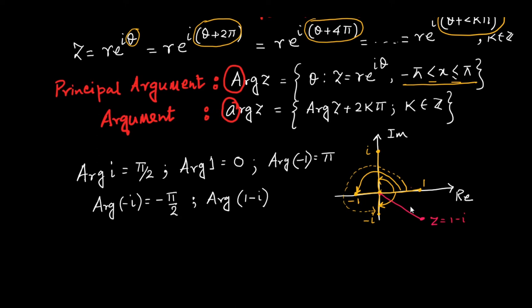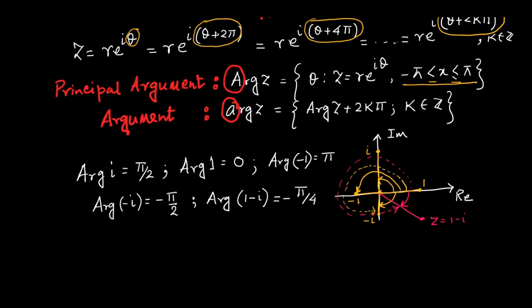Again, the same problem. If you measure this angle counterclockwise, the angle will be higher than pi, so we cannot measure in this way. The angle will actually be this. We have to measure in this way if we are calculating the principal argument. We cannot measure the other way because it does not fit the definition of principal argument. And if we measure this angle in this way, the value of this angle is minus pi by 4.